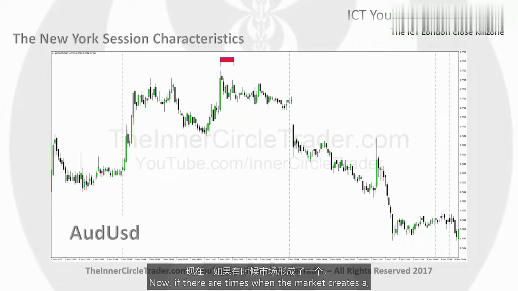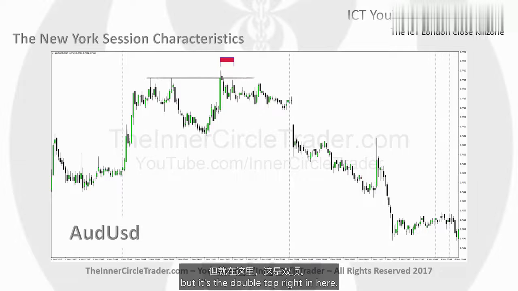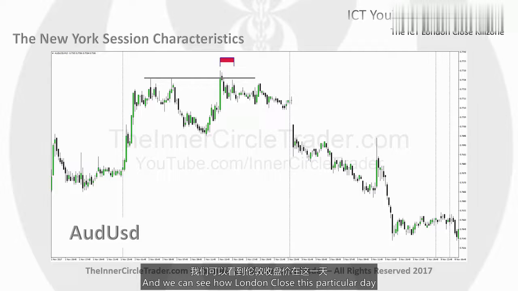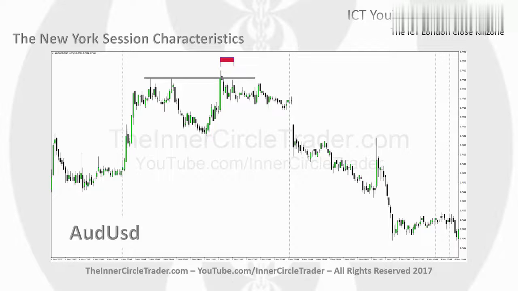Now, there are times when the market creates, for instance, a liquidity pool like this. You can clearly see what I'm going to reference here: the double top right in here. We can see how London close this particular day creates the high of the day, but also forms a reversal point for the rest of that day. And the next day we see price move rather aggressively lower.